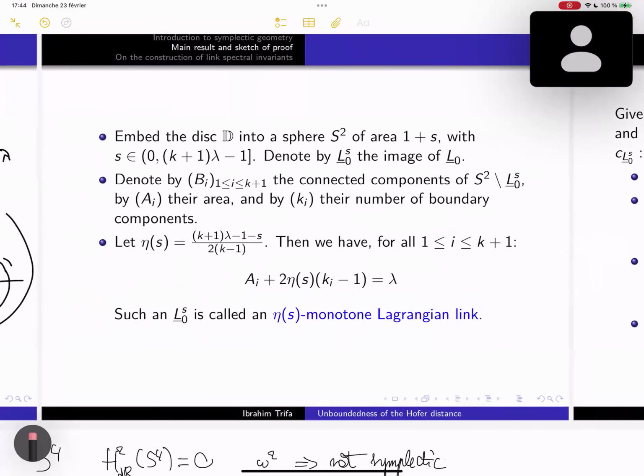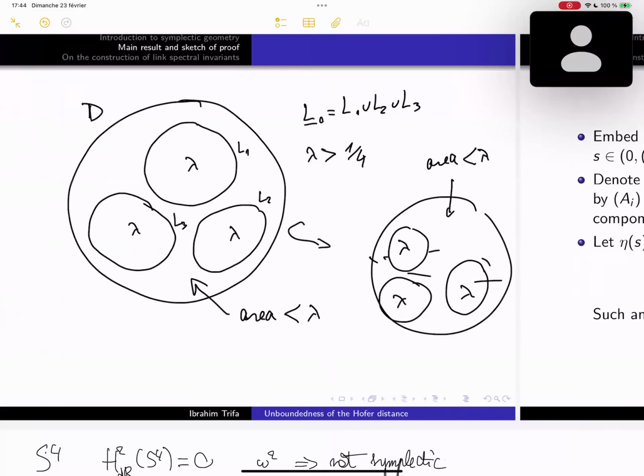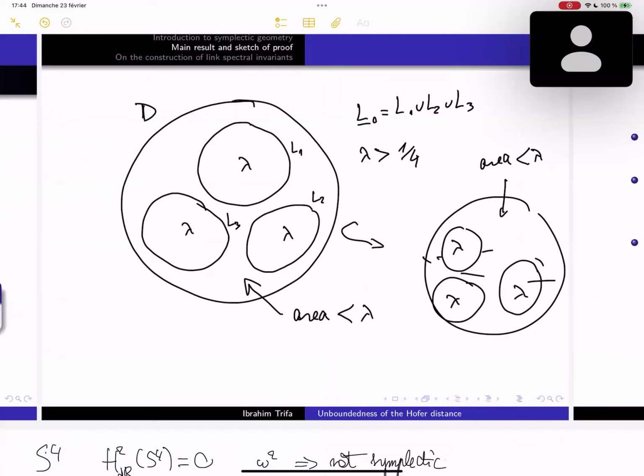Okay, so now we denote by B_i the connected components of the sphere minus our union of circles. We denote by A_i their area and by K_i their number of boundary components. So basically what we have here is that B_1 to B_k are disks with A_i equal lambda and K_i equal 1. And B_{k+1} is this surface with k boundary components.